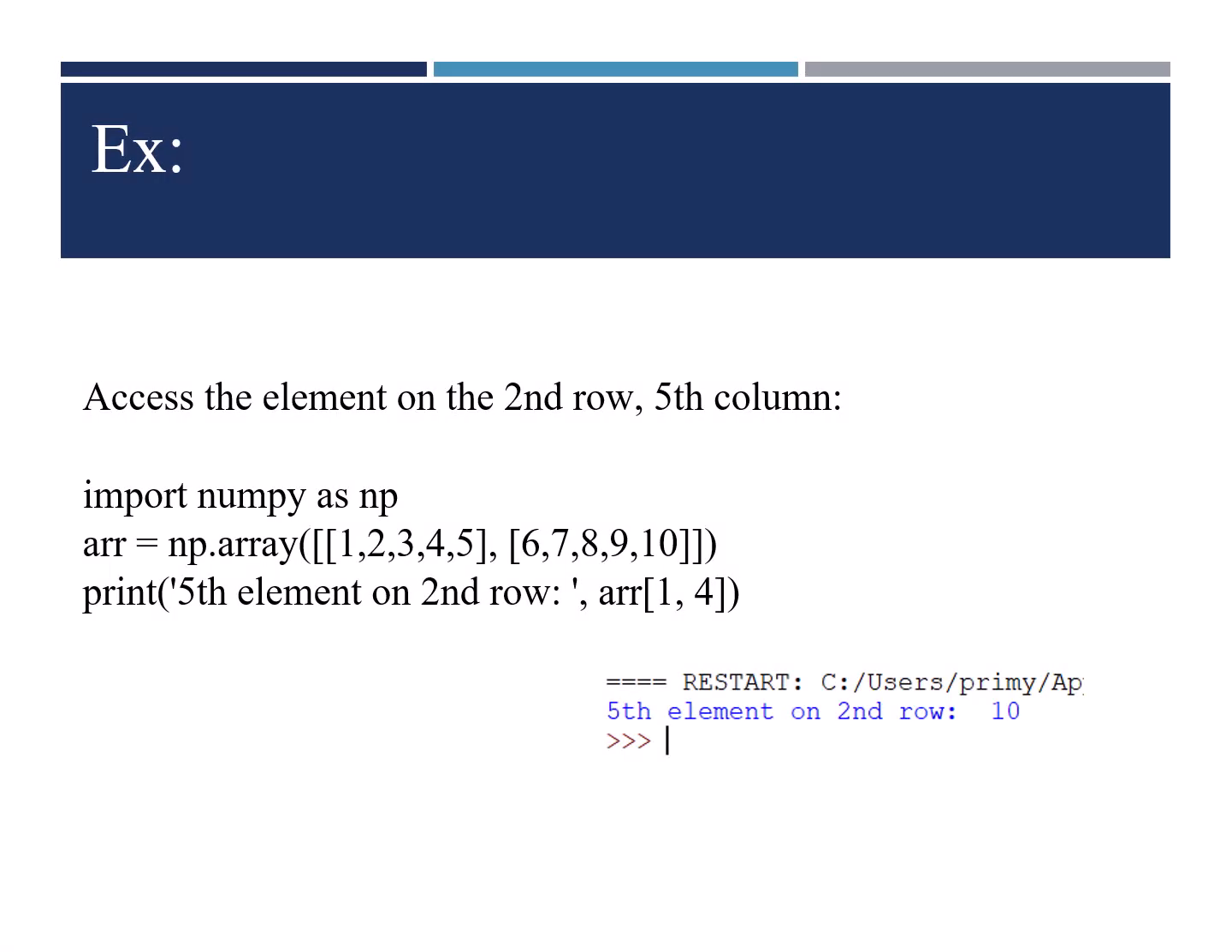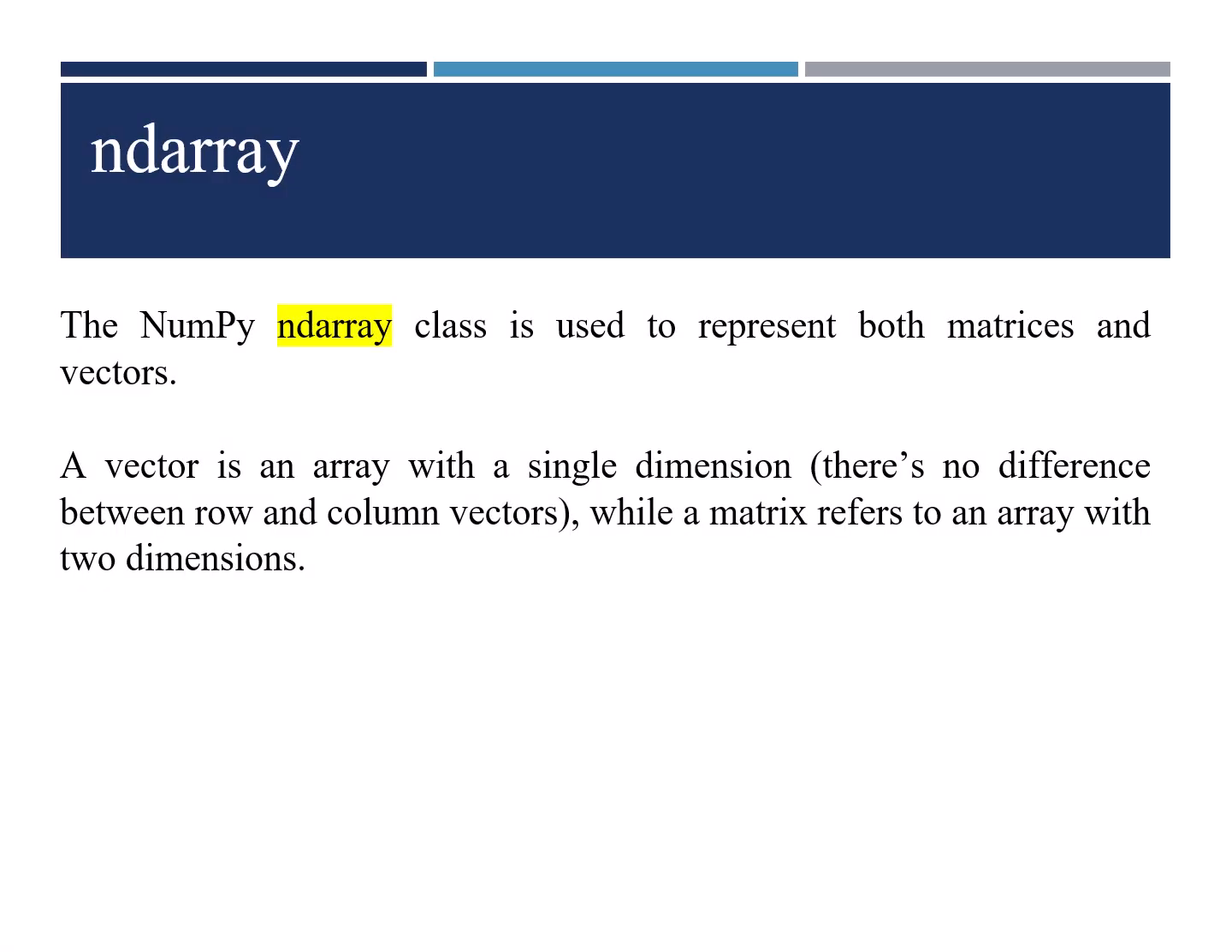The other example is when we want to access the element on the second row and the fifth column, we are supposed to give 1, 4. So here the output is 10. The NumPy ndarray class is used to represent both matrices as well as vectors.